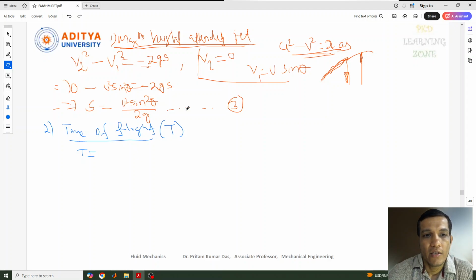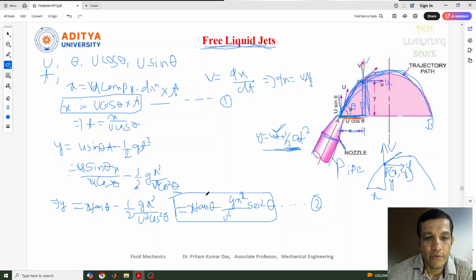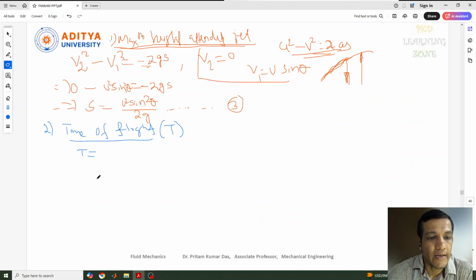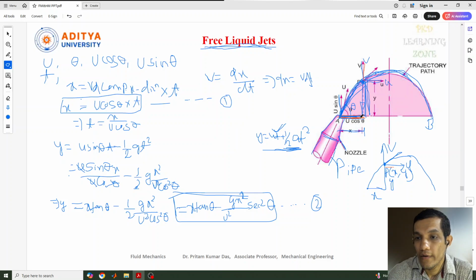So for this, if you see the previous equation, what we got here, this one needs to be found out. So let me consider what we got: y equal to u sine theta t minus half g t square. This equation we already got previously. Now this is our main equation. When the particle reaches the final point, the y value will be 0.